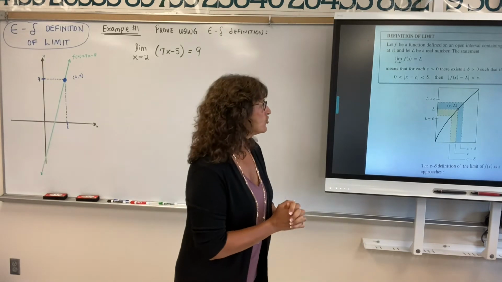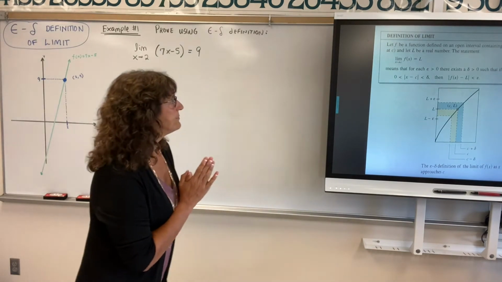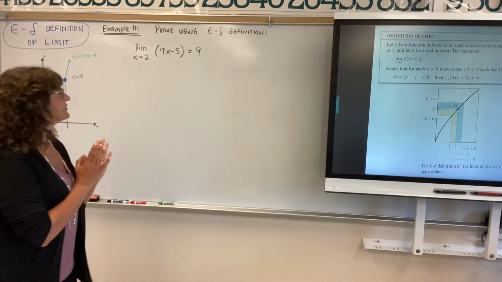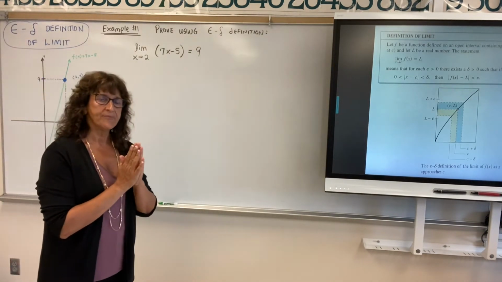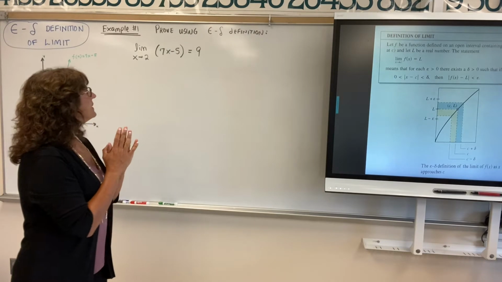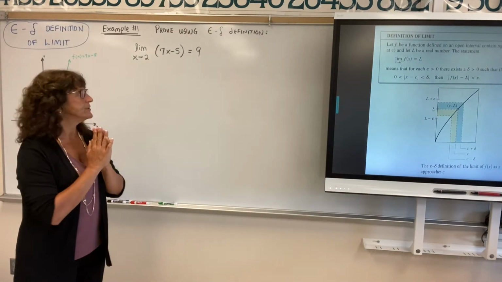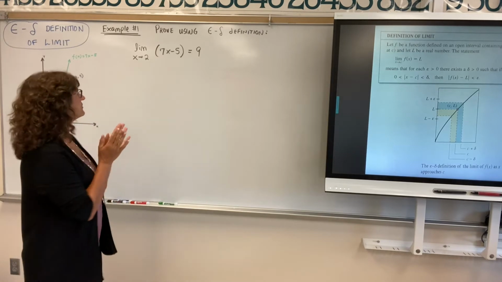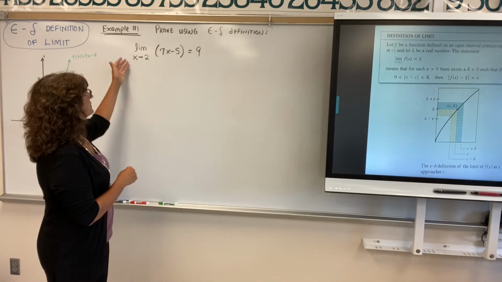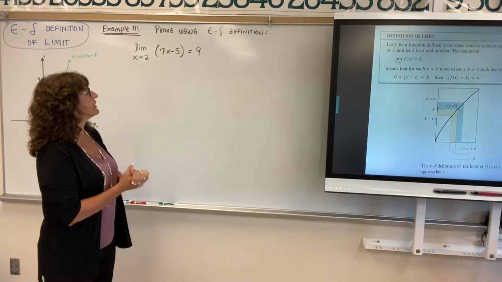All right, so here's an example. We're going to take this example and prove this limit using the epsilon delta definition. This is how you would actually approach it when you study this in a calculus class. This problem right here: limit as x approaches 2 of 7x minus 5.